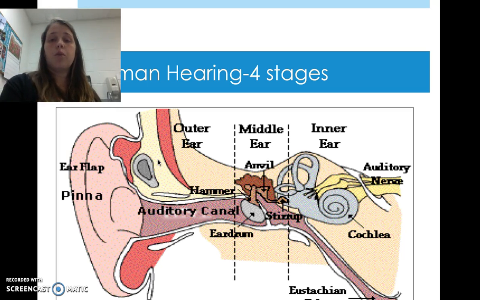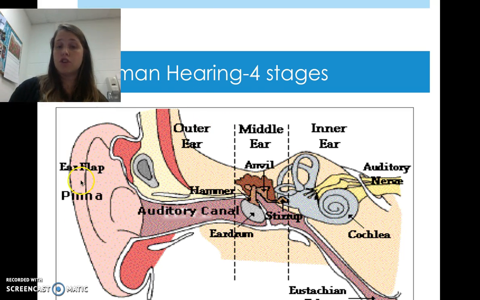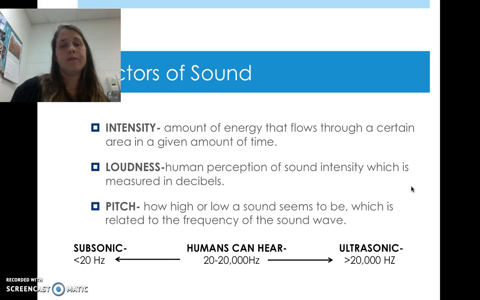So here are the 4 stages with regard to the structure of our ear. So here's our ear. We have our compressional waves. They come in, they hit the eardrum. They are then amplified through the anvil and the stirrup and the hammer. And then to the inner ear, the cochlea, where they are interpreted or grabbed by the auditory nerves, which send a signal to the brain to be decoded.